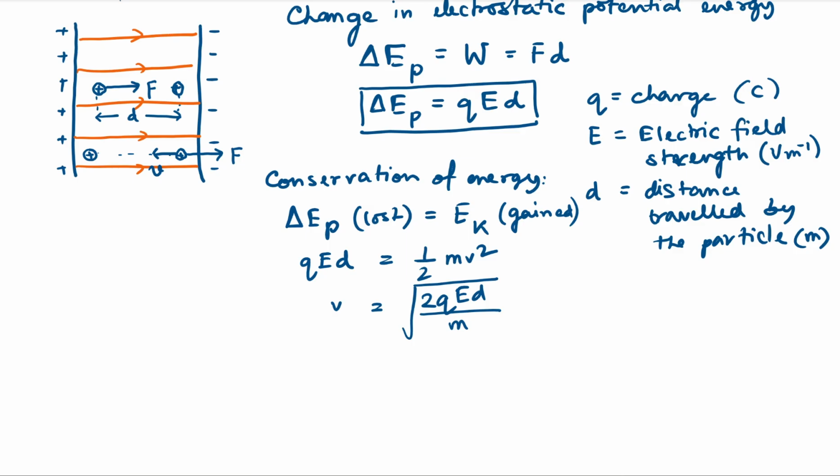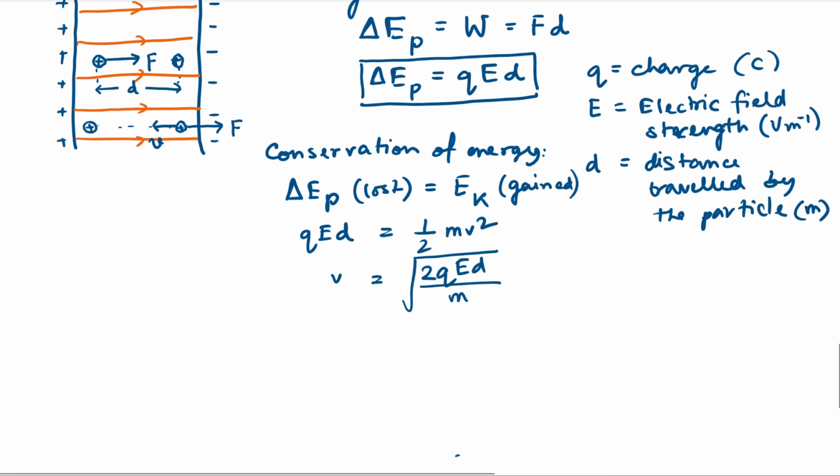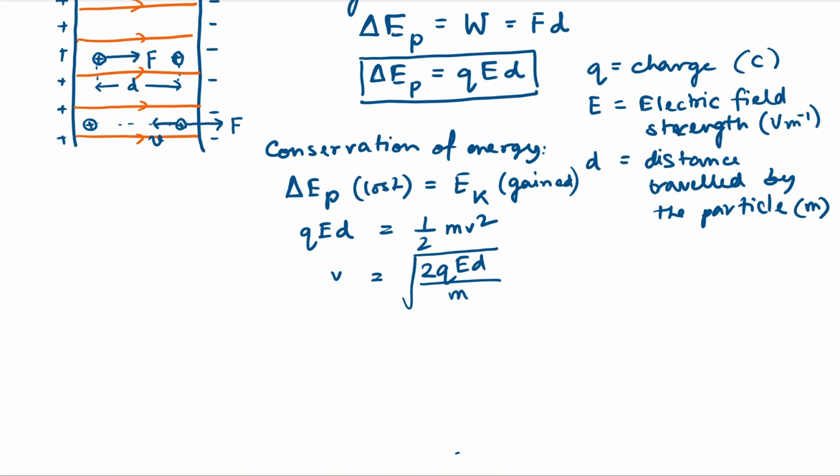So that's how you can use conservation of energy, electrostatic potential energy changing into kinetic, or the other way around, to do lots of calculations about the speed and the force and the distance of a charged particle moving through an electric field. So this is the last part of this topic.